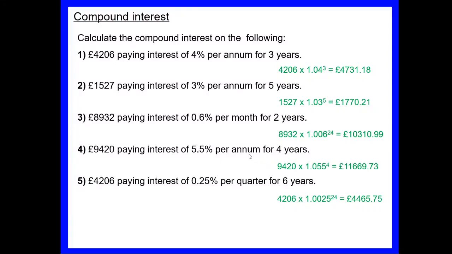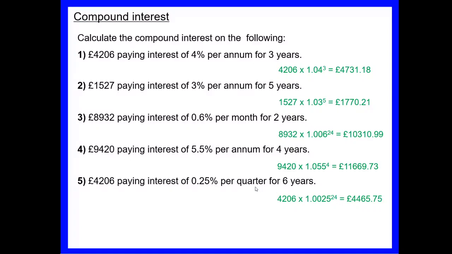5.5% per annum for 4 years. So 4 times throughout the period. Gives us our total of £11,669.73. And finally then 0.25% per quarter for 6 years.